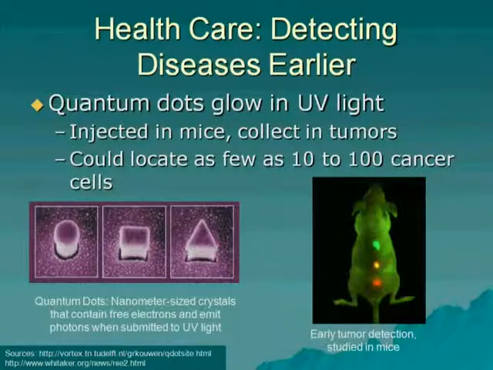Healthcare, detecting disease earlier. Quantum dots that glow in ultraviolet, injected in mice, collect at the tumors and could locate as few as 10 to 100 cancer cells. As you can see, earlier tumor detecting studies in mice.